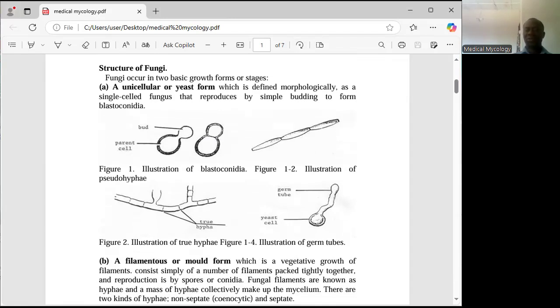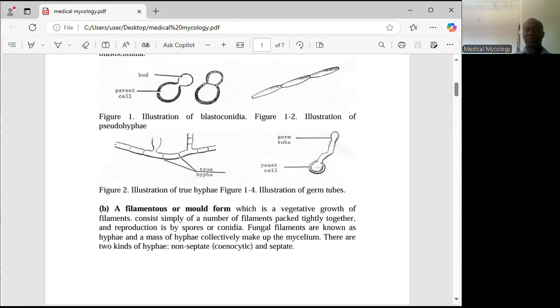Now, a filamentous or mold form is a vegetative growth of filaments, which consists simply of a number of filaments that are packed together. And reproduction is by spores, or what we call conidia. Fungal filaments are known as hyphae. This is the hyphae, as you can see here. Hyphae are growing, and the mass of hyphae collectively will make up what we call the mycelium. So when all of these come together, they give us the mycelium.